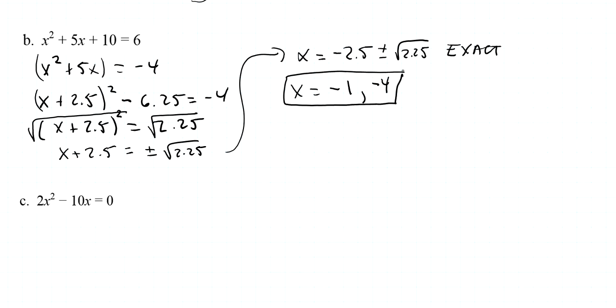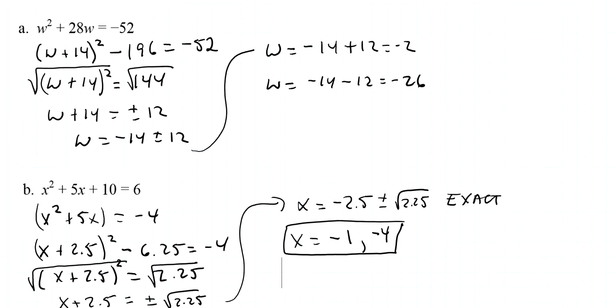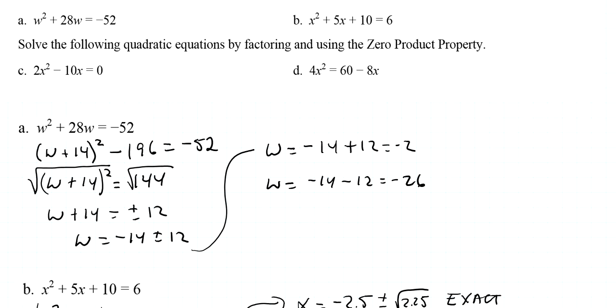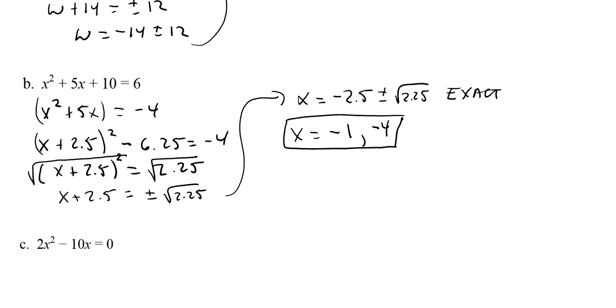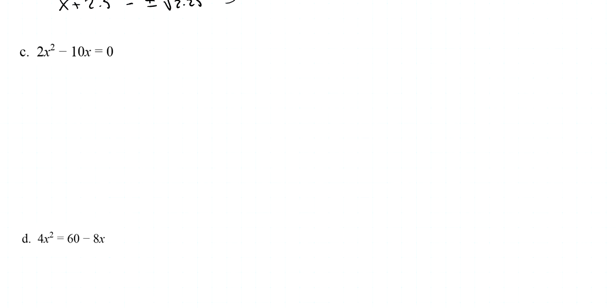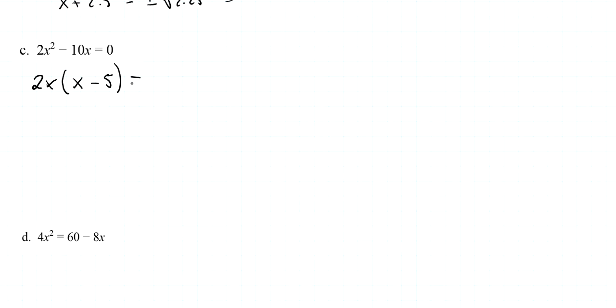Alright, now for the next two, C and D, they want us to solve not by completing the square, but they want us to solve the following quadratic equations by factoring and using the zero product property. So that's a little different. So the first thing we have to do is we have to factor. And this problem is kind of convenient because we can factor out a common factor. So we can factor 2x out, and then that's x minus 5 equals 0.